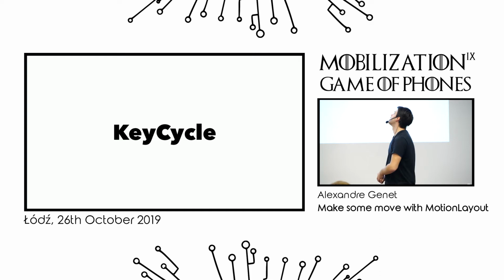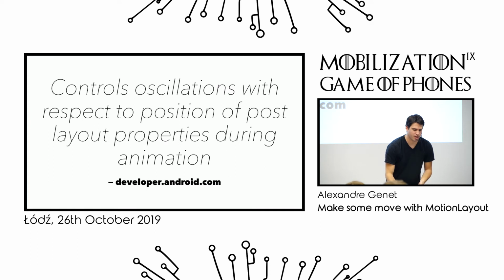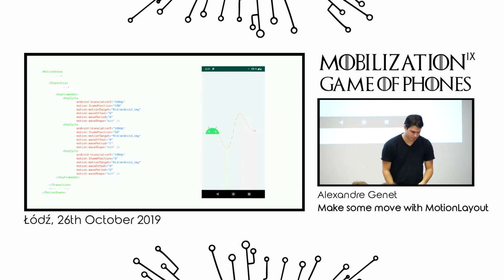Well, that's good. There's something new called key cycle. It's a bit tricky to understand and the documentation is not fully complete. I'll give you the official documentation from developer Android, so I will read it. "Controls oscillations with respect to the position of post-layout properties during the animation." That's very clear. Hopefully, that's a joke, right? That's not very clear, so I will show you an example so you can understand how to play with it. This is like my first example.